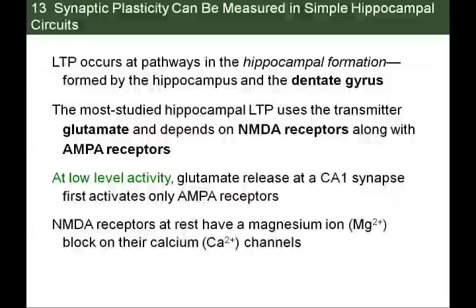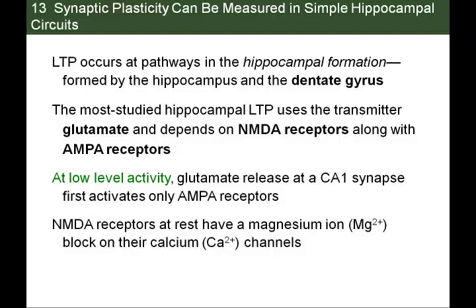Okay? So we know that we see long-term potentiation in the hippocampal formation, in the hippocampus, and also in an area called the dentate gyrus, which is a part of the hippocampus. And the receptors and the neurotransmitter that's most related and that causes long-term potentiation are glutamate and its receptors, the NMDA receptor, along with the AMPA receptors. So both NMDA and AMPA receptors are receptors for glutamate.